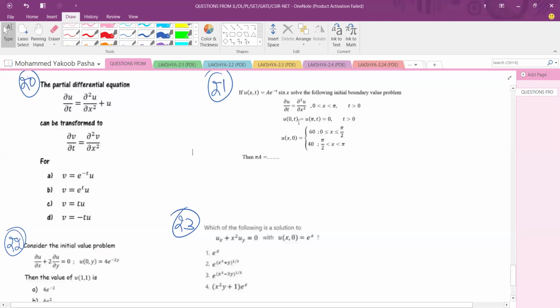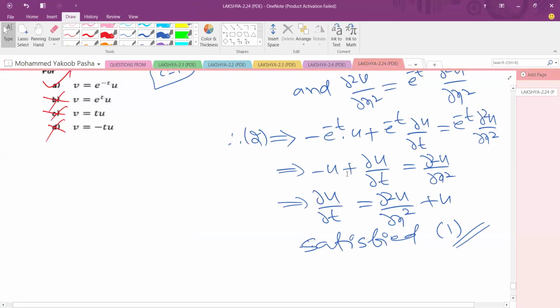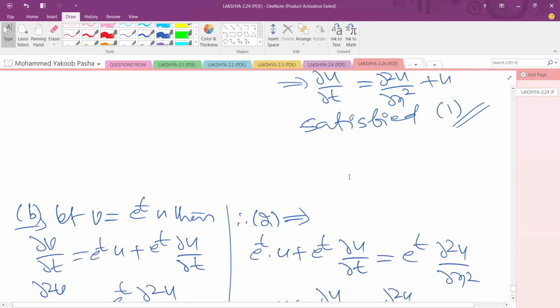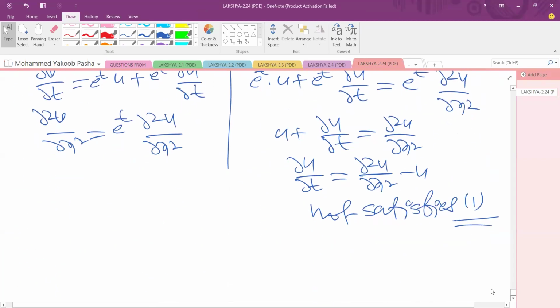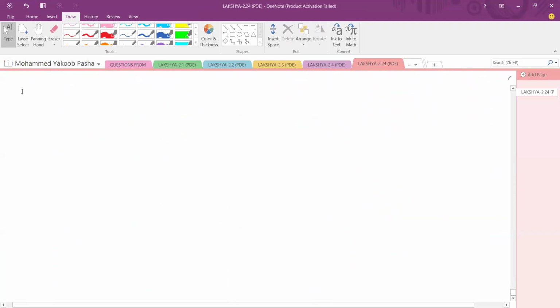Yes. I'm taking the next problem. You can check option C and D are also wrong. Option A is correct. You can verify. Now I'm taking the next problem.